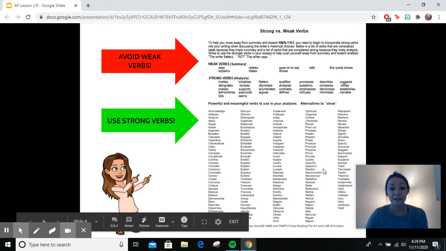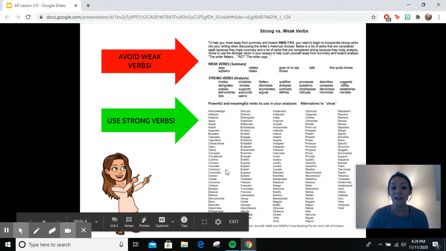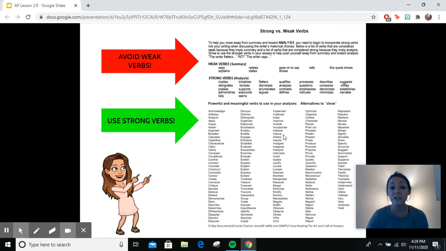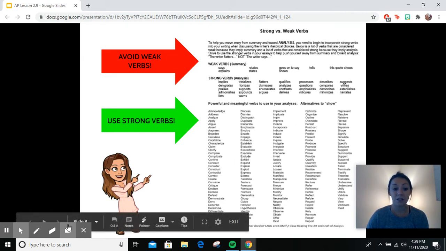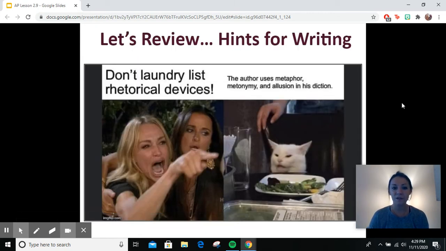Here is a list of strong verbs. Notice how many there are here and notice how many there are here. I want you to get to here. I want you to use these strong verbs. We're going to practice this today to create stronger writing. Now we're going to review some hints for stronger writing.